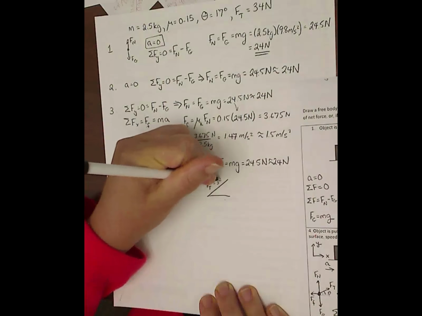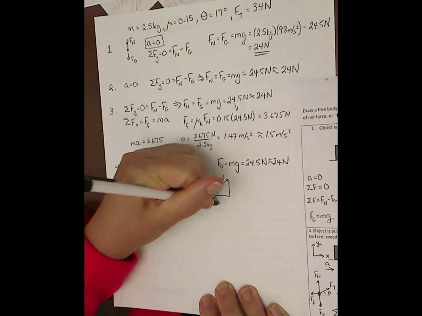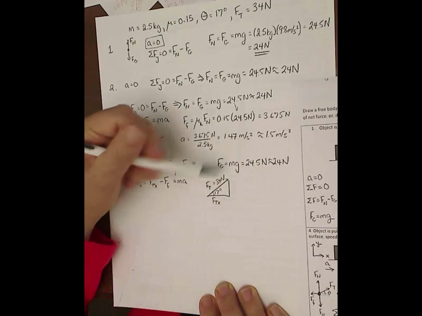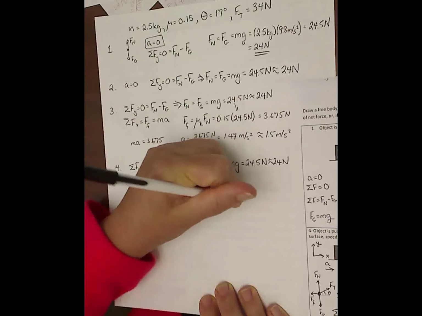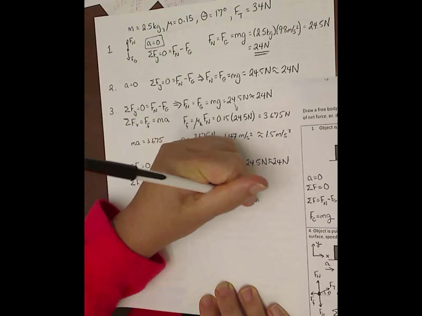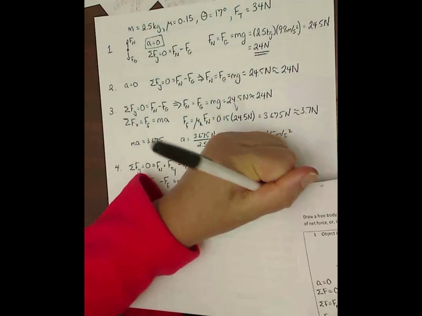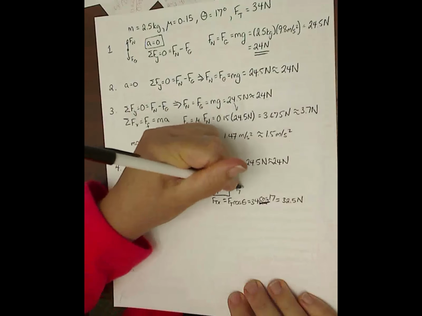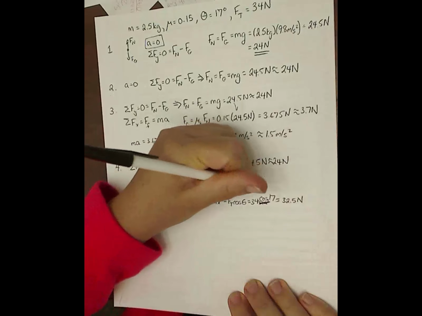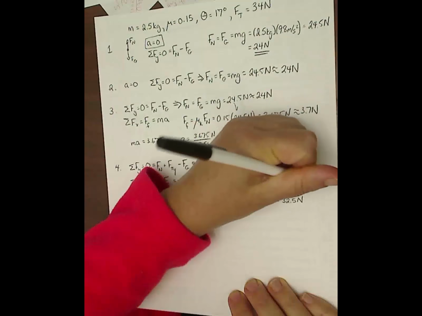is 34 newtons, and it's applied at an angle of 17 degrees, like that. So I need to find my x component and my y component. My x component is this side of the triangle, and this side of the triangle is adjacent, so that's Ft cosine theta. So that's 34 cosine of 17. So it's 32.5 newtons. The y component is Ft sine theta. So that's 34 sine of 17. So that's 9.94 newtons.